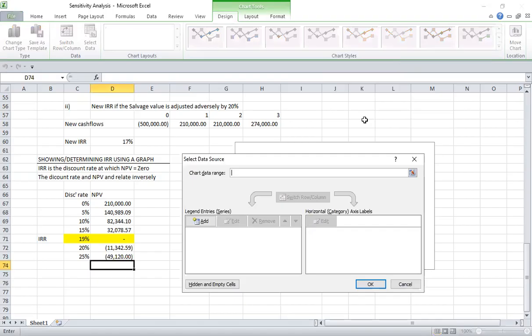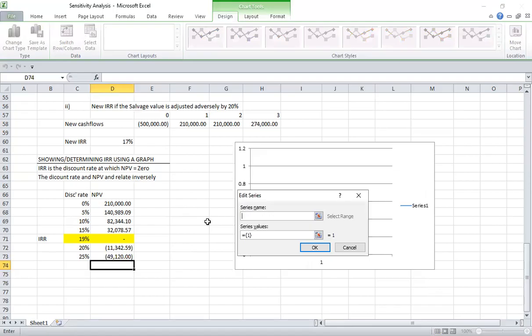When you click on select data, you are taken to a window where you have select data source and then chart data range. And then what do we want to do? We want to add data to that graph that we are preparing. How do you add data? Look to the left of that window. There is this option, add. So click on add.